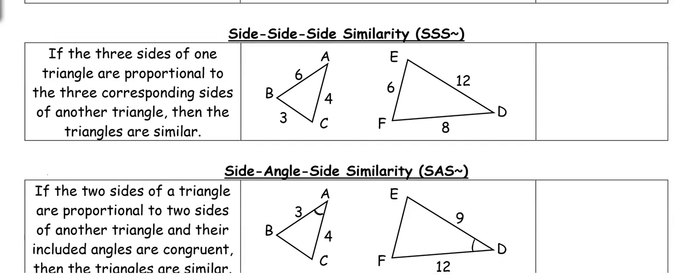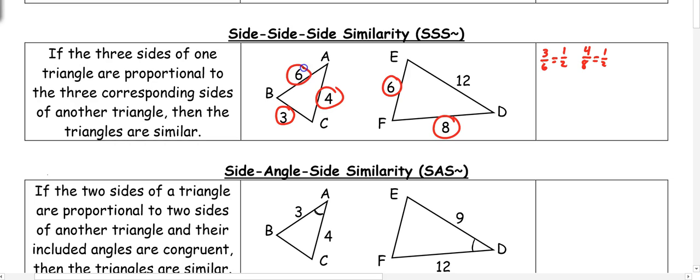The second method is side-side-side similarity. In side-side-side similarity, if three sets of sides of the triangle are proportional to three sets of the corresponding sides of the other triangle, then the triangles are similar. When we're trying to figure out if they're similar, we want to find sides that match up and maybe reduce to the same ratio. In this case, I'm going to use 3 over 6, which reduces to 1/2, 4 over 8, which reduces to 1/2, and 6 over 12, which reduces to 1/2. Because they all reduce to the same fraction, the triangles are similar.